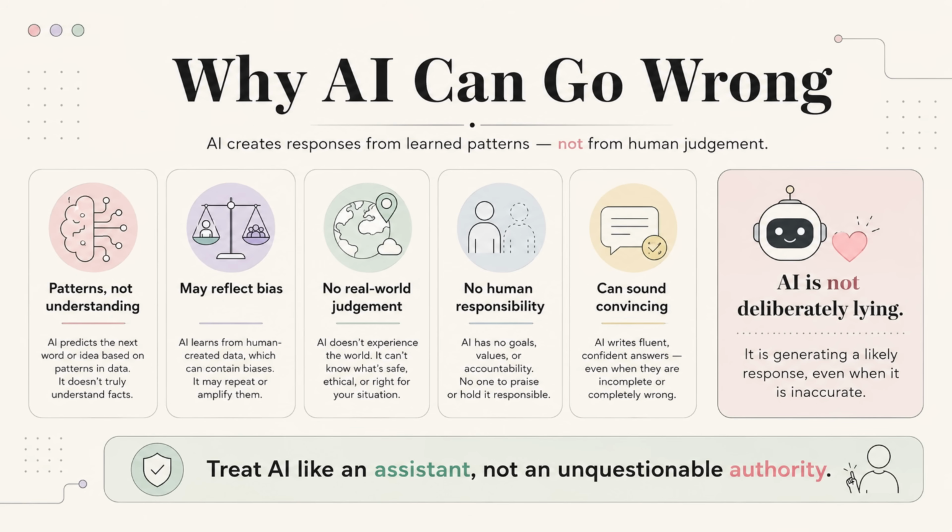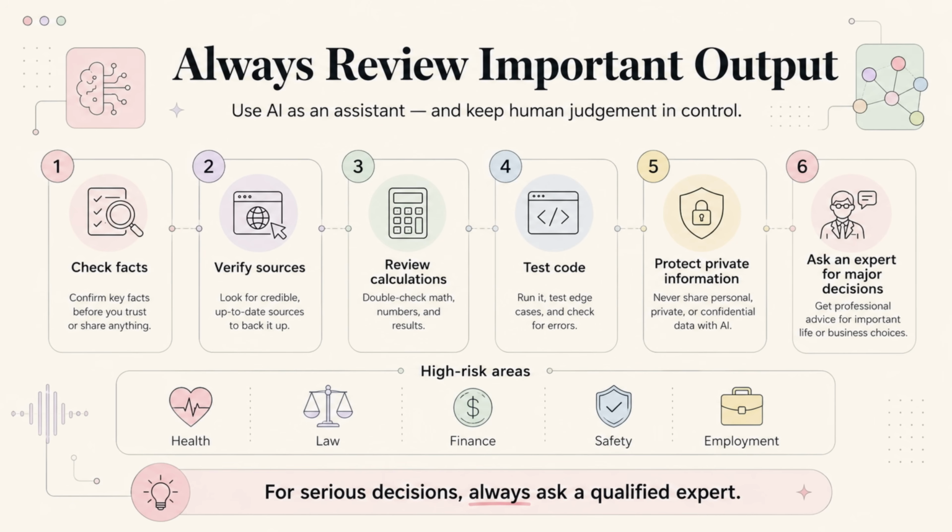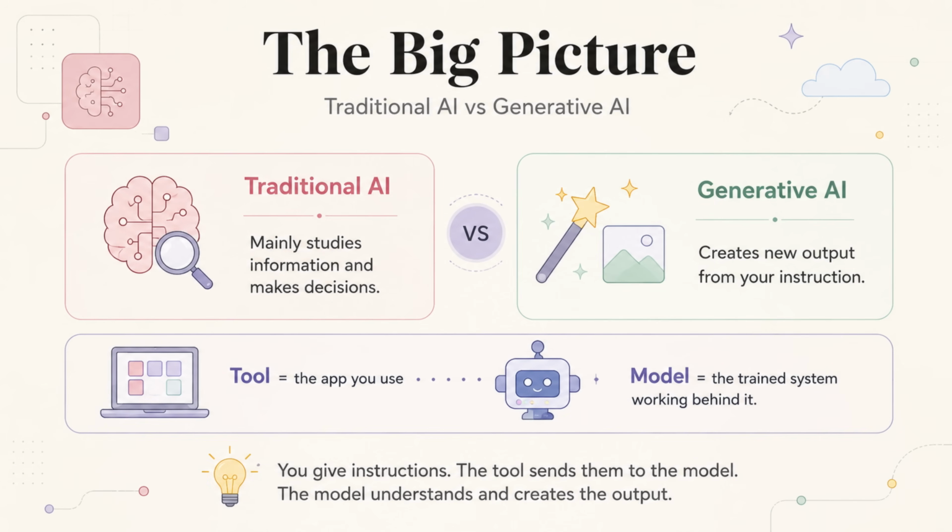AI does not have real life experience, human judgment, or responsibility. So always check important information, verify facts and sources, review calculations, test generated code, and never share private or confidential information carelessly. For simple tasks like ideas, outlines, or captions, a quick check may be enough. But for health, law, finance, safety, or major business decisions, always ask a qualified expert. Use AI as an assistant. Let AI help you, but keep the final decision in human hands.